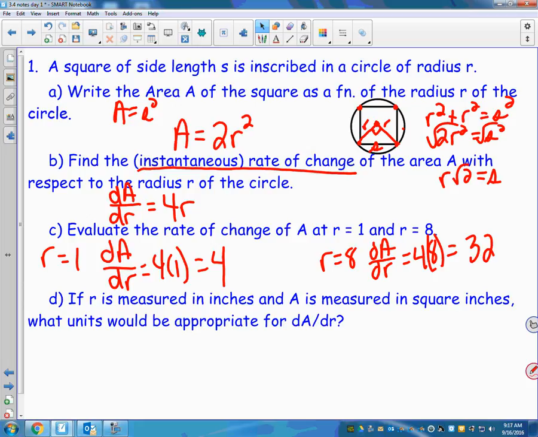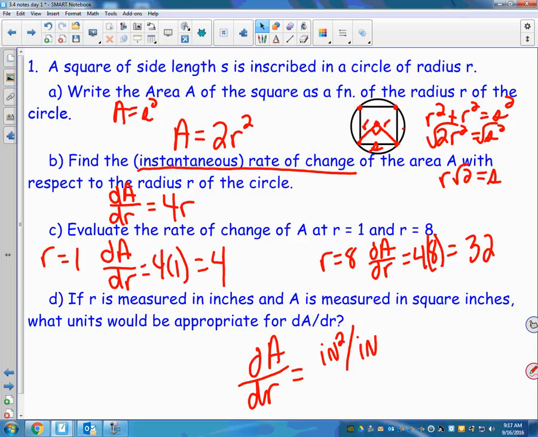And then the other thing we want to think about is the units of our derivative. It says if r is measured in inches and A is measured in square inches, what units would be appropriate for dA over dr? We talked about this before when we were talking about velocity. You just take the units of A over the units of r, just like if it was y's over x's. So A is measured in square inches and r is measured in inches.